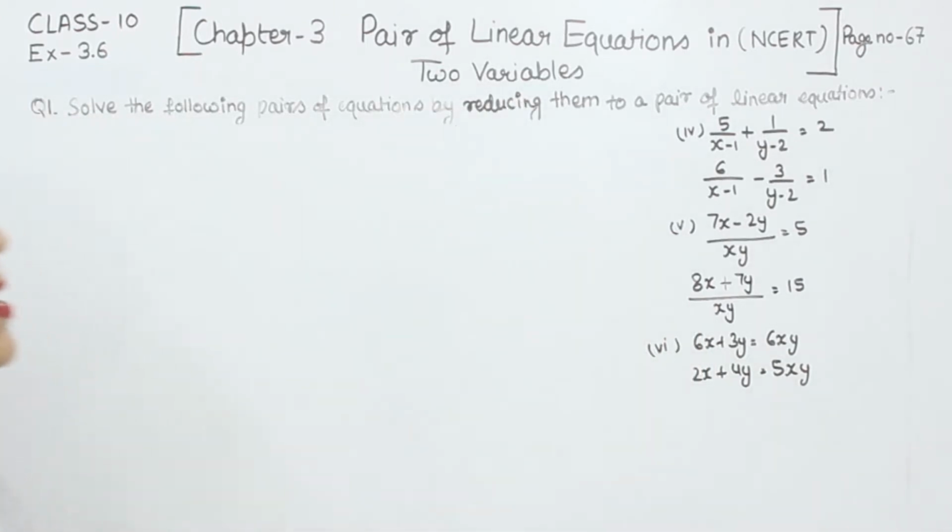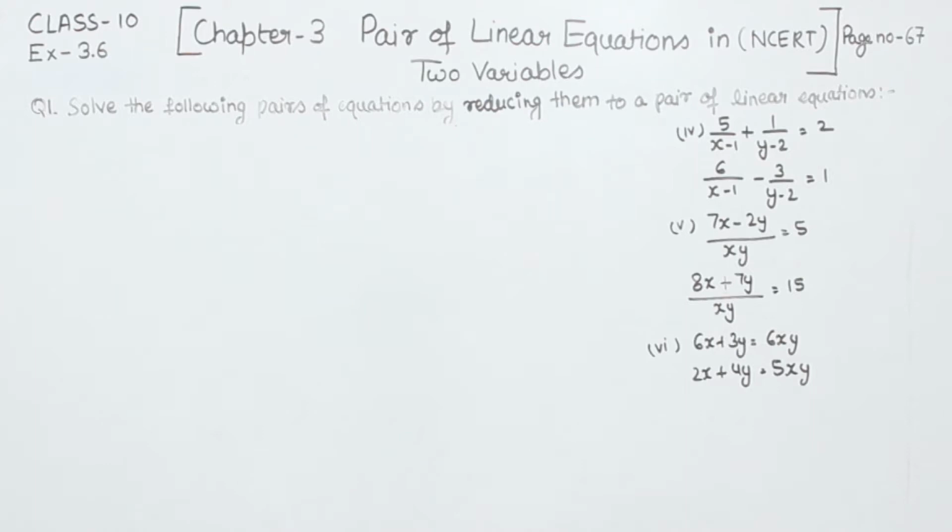Exercise 3.6, page number 67, question number 1. Solve the following pair of equations by reducing them to a pair of linear equations. This is the second part of question number 1. In the first part, we solved parts 1, 2 and 3. In this one, we are going to solve parts 4, 5 and 6. So we're going to start with the first one.